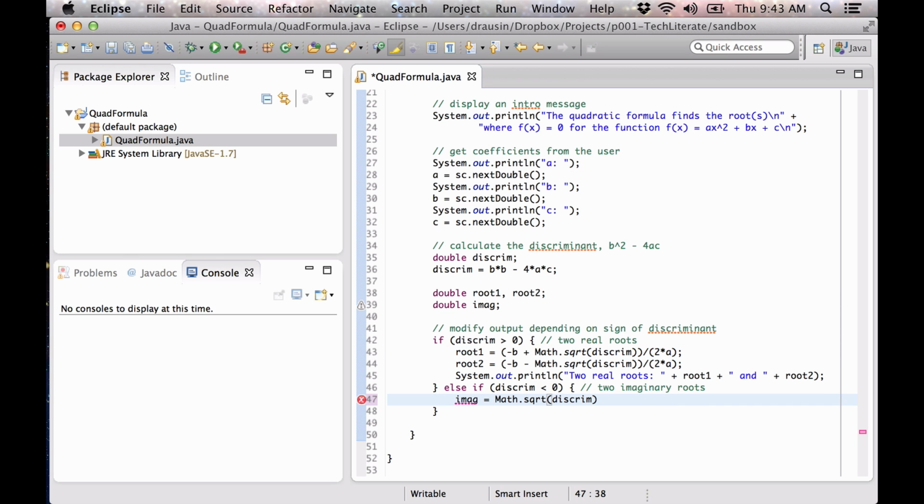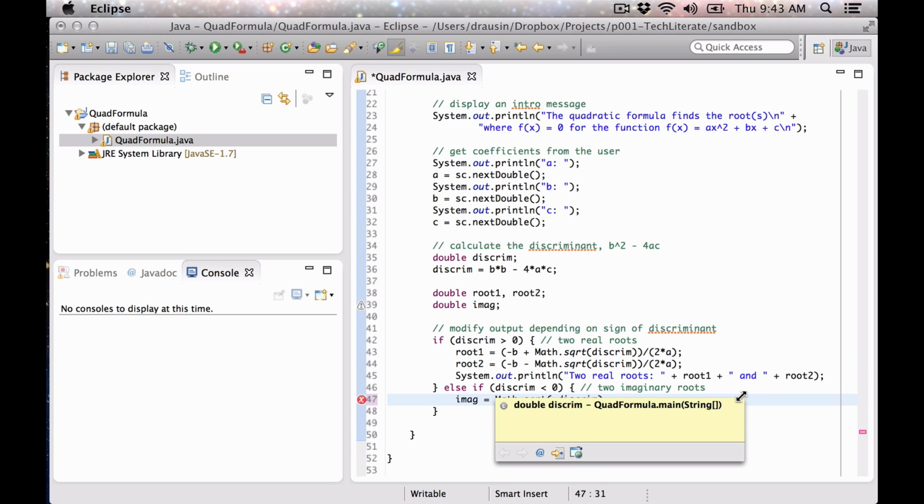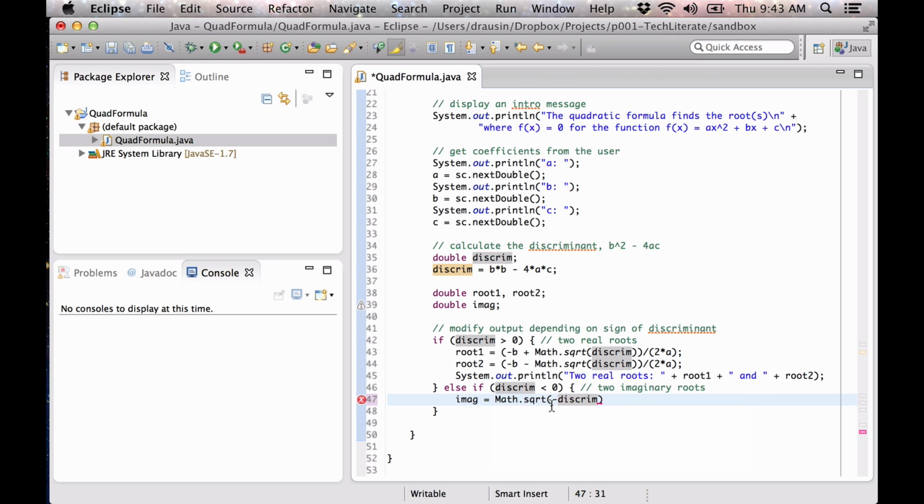Now, to be honest, I can't remember how Java treats square roots of negative numbers. Maybe it throws an error, or maybe it actually does give an imaginary number. I'm not sure. But since we know the discriminant is less than 0 here, it's negative. Therefore, we're gonna make it positive by putting a minus sign in front of it. So we know that this thing is gonna be positive, right? And then we're going to divide by 2 times a, right? So this part here is the imaginary part of both of our roots that we're going to either plus or minus to the negative b over 2a.